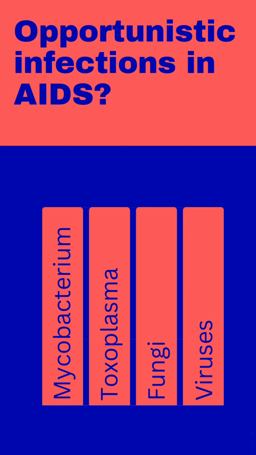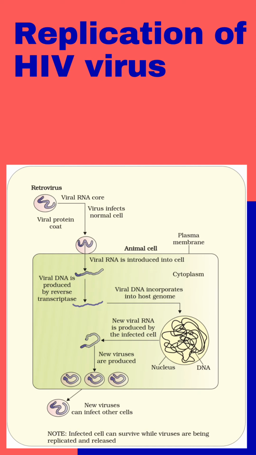What are opportunistic infections in AIDS? First of all, we have Mycobacterium, which is also the causative organism for tuberculosis. Then we have Toxoplasma and fungi, and also viruses as the opportunistic infections.